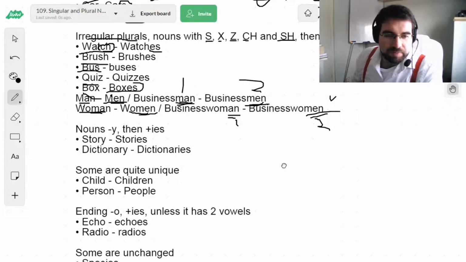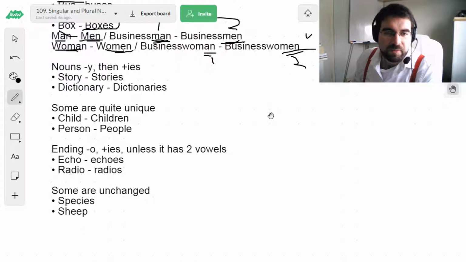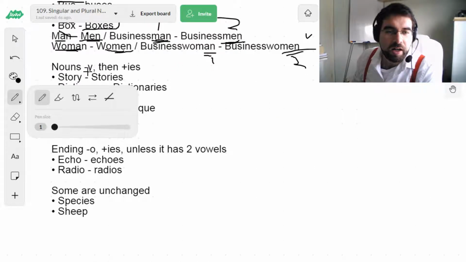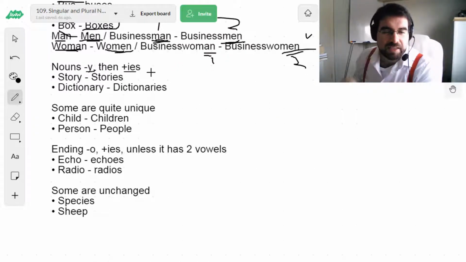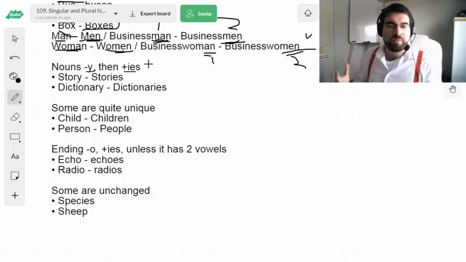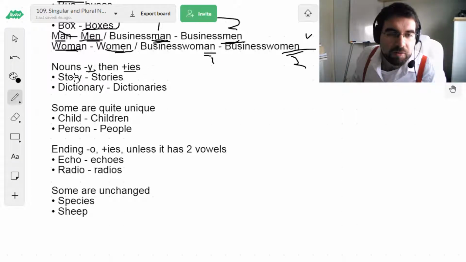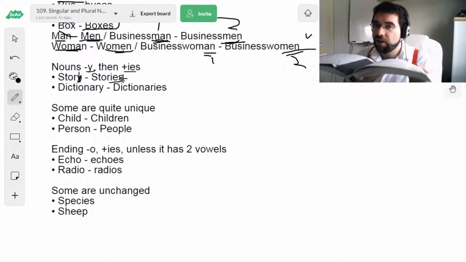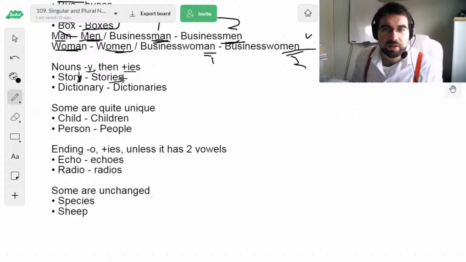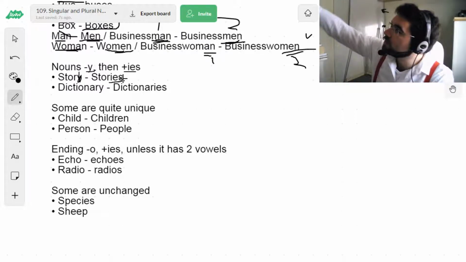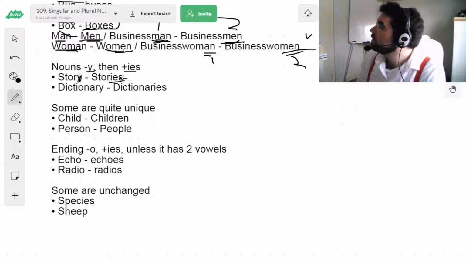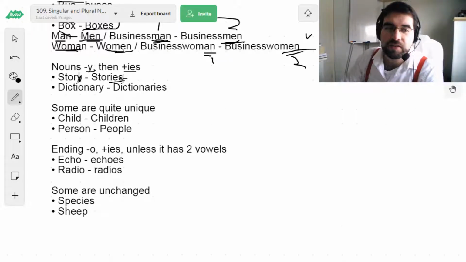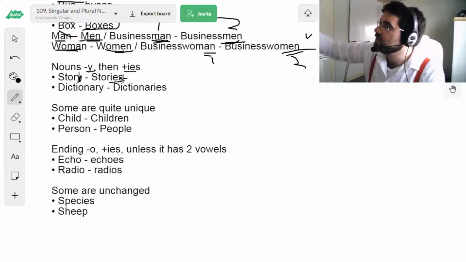So look. Nouns that end in Y then have IES attached to them. So again, to make the plural, we get rid of the Y, remove the Y, and add the IES. Story. I have a storybook. I have a storybook here. But look, I have got storybooks all along here. Books of different people's lives, stories of adventures and experiences, biographies.